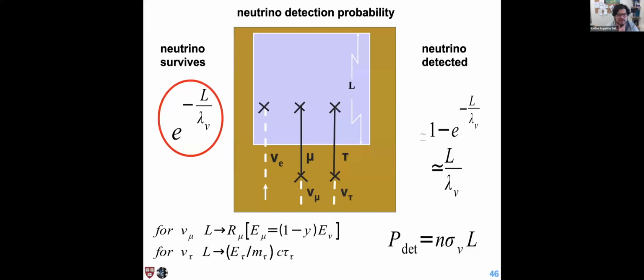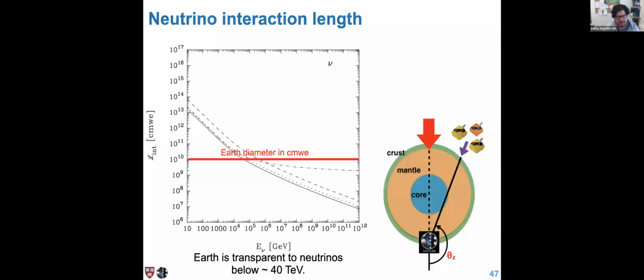Okay, now let's talk about the neutrino surviving its crossing of the Earth. Here I show you on the vertical axis the neutrino interaction length in centimeter water equivalent as a function of the neutrino energy in GeV. At the lowest energies, the neutrino interaction length is very long, and as the energy increases, the interaction length becomes shorter and shorter.